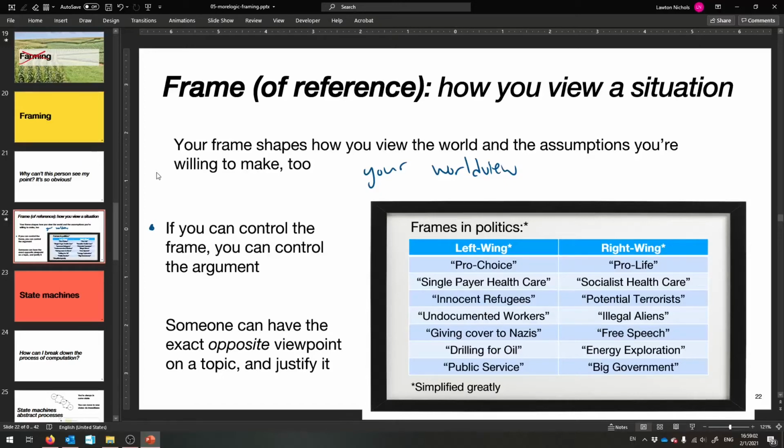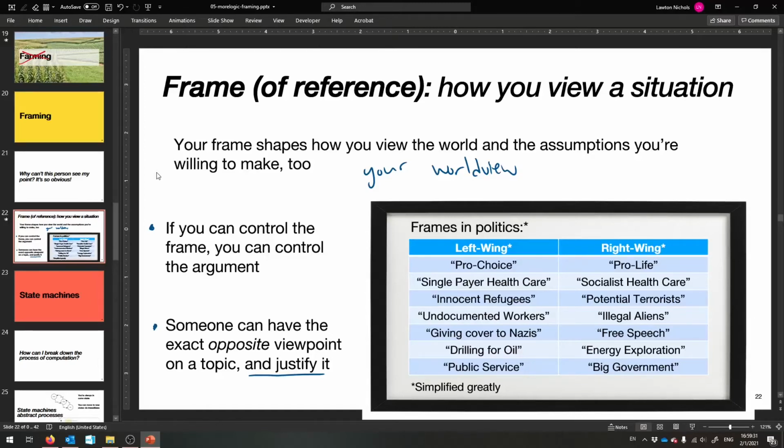So the idea is someone can have the exact opposite viewpoint as you, and they can justify it, which is a lot of times hard to believe. It's very unfortunate because we all think one thing, and it frustrates us to see other people think another way. But we have to take a step back and understand they're thinking in their frame. That is the idea. So what I'd like to teach you is the ability to see this. All right?